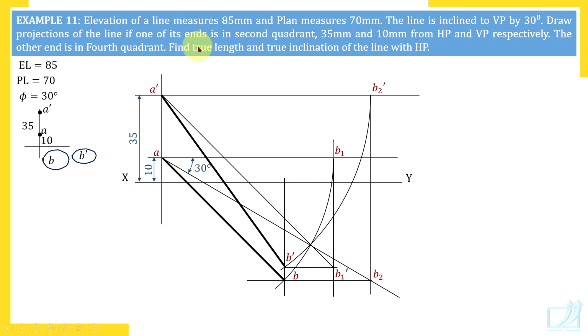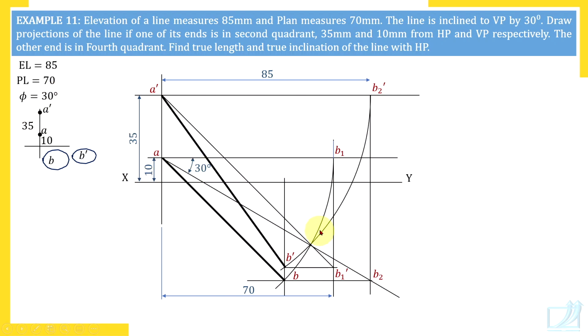One more thing. Find true length and true inclinations of the line with HP. What is true inclination with HP? Which view gives inclination with HP? A dash B1 dash. A dash B1 dash has angle theta. So let's write all our answers. 85 millimeter, given dimensions we are inserting. Then 70 millimeters, this length AB1 I have inserted. 10 and 35 here, and this angle 30 degrees.